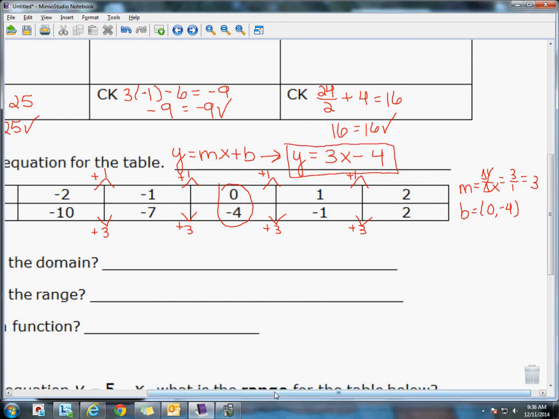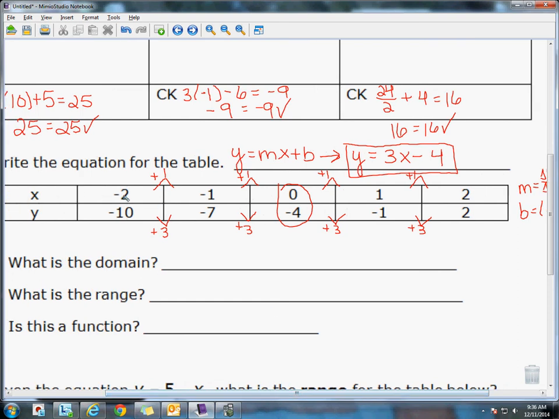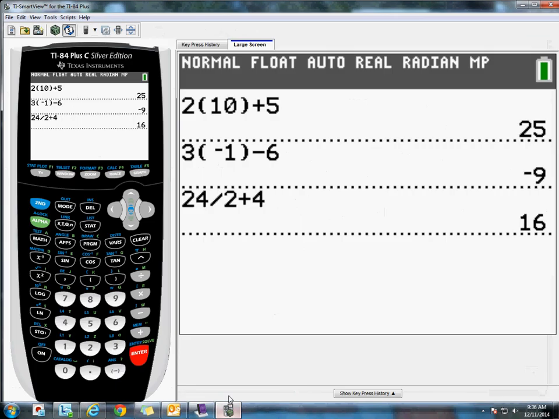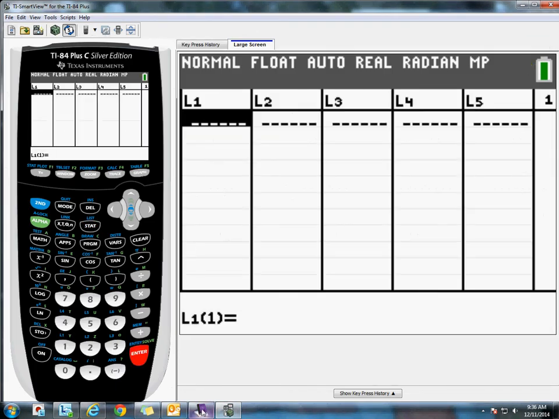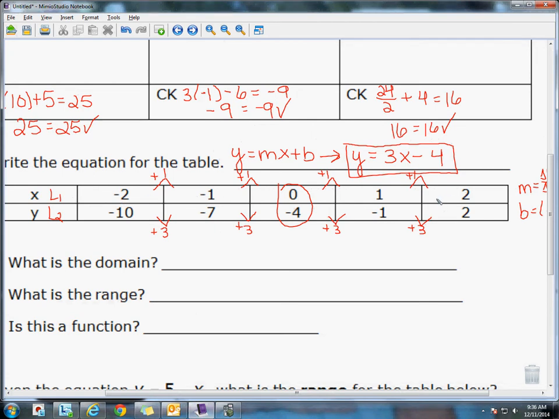To check your answer, we can use stat edit and put x is in L1, y is in L2. So stat edit, L1, our x values go from -2 to 2.